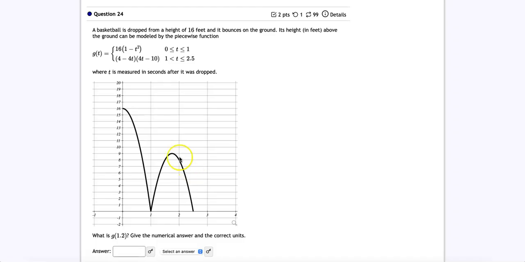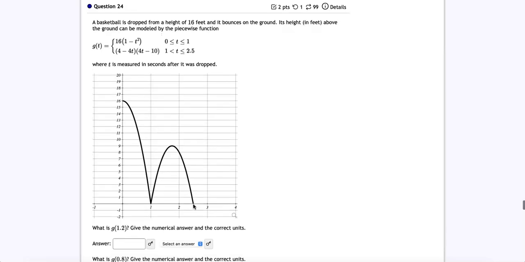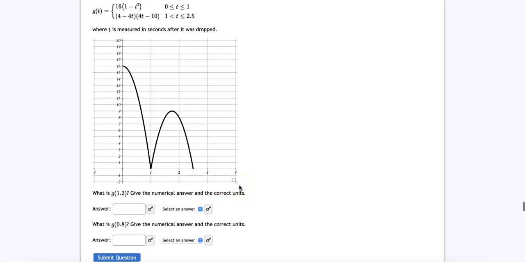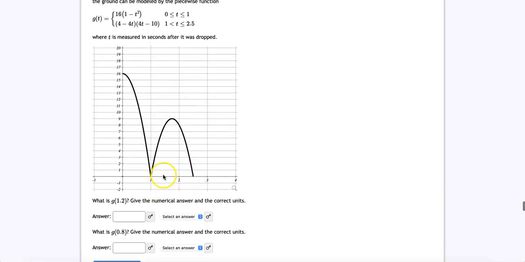Here we have a basketball dropping and it's bouncing off the ground, and as time goes on the height is going to be diminished. So we need to figure out g of 1.2 and g of 0.8, and we have to include the correct units with the numerical answer. This picture is not going to be accurate enough for you just to look at 1.2 on the picture and find an answer. Instead, you're going to want to plug in 1.2 into the function itself.